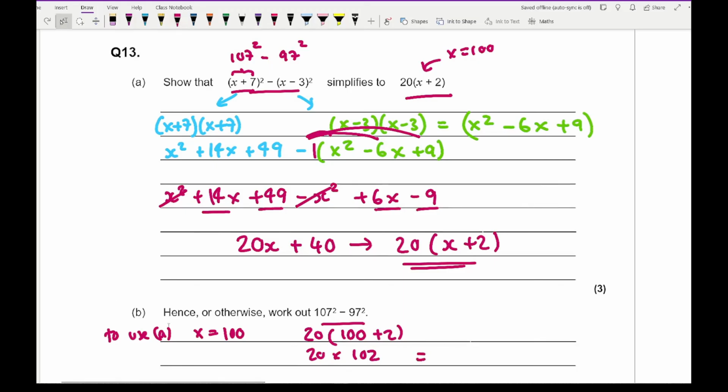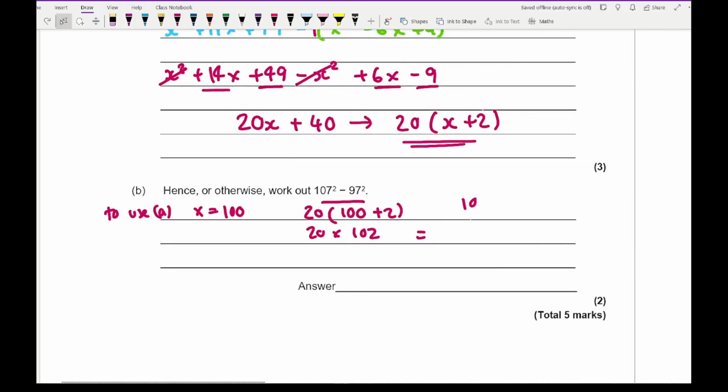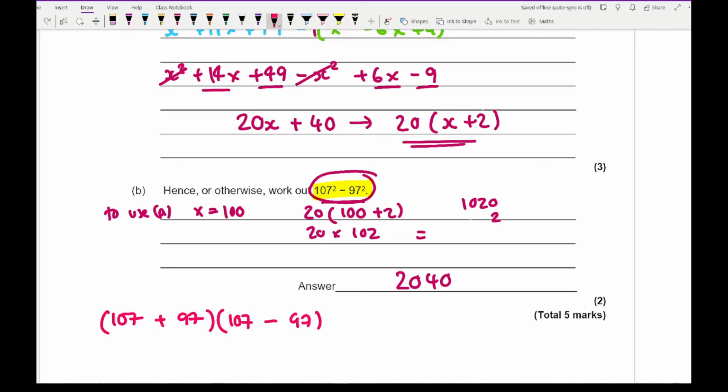So here we'd have 20 times 100 plus 2, so it's going to be 20 times 102, and if we then work it out, well, that's going to be 1020 times 10 times by 2, so that's going to be 2040. Now an alternate method you could do is recognise that this is completing the square. So if we wrote it as completing the square, then that would be 107 and 97 and 107 and 97. One's a plus, one's a minus. If we work this out, that's going to be 204, and that's going to be multiplied by 10, which ultimately gives us the exact same answer as what we did if we used our answer in part A.